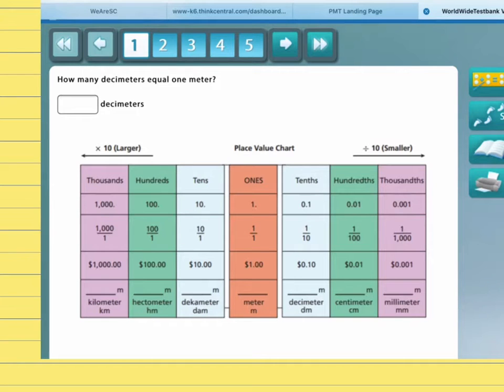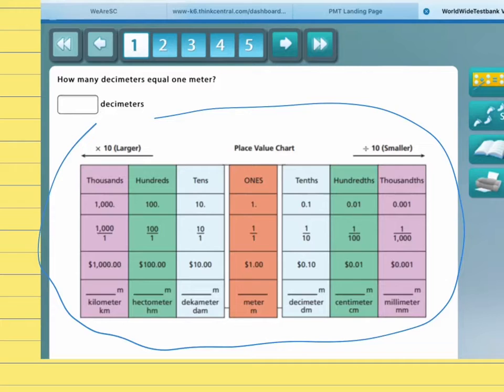So we unpack this problem. How many decimeters is equal to 1 meter? So the most important thing we need to know here is this place value chart. So you have to find the meter section. So meters is always equal to 1 right there. So we have 1 meter, and we want to know how many decimeters that's equal to. So if you look over here, right next to it is decimeter. So 1 decimeter, 1 meter is going to be, and here's how you do it.